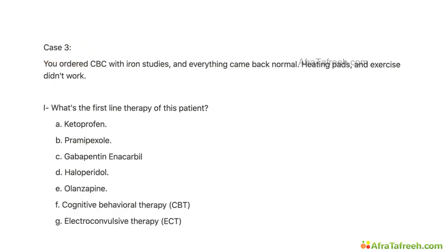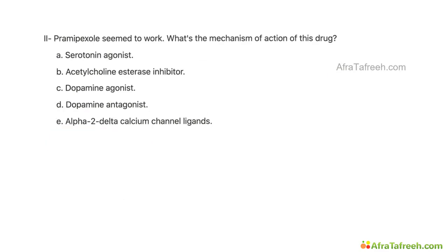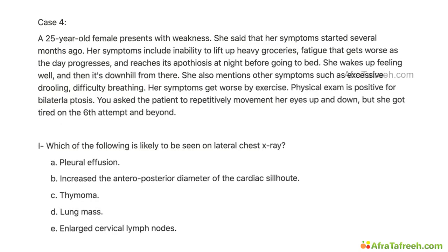Case number 3, same patient. You order a CBC with iron studies, everything came back normal. So she's not iron deficient. Oh, heating pads and exercise did not help with this patient's condition. What's your first line of therapy in this case? And the answer is pramipexole, another classic exam question. What is the mechanism of action of pramipexole? And the answer here is, it's a dopamine receptor agonist. Case number 4, please pause.